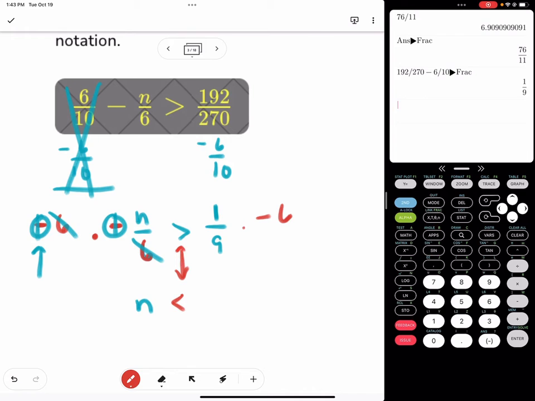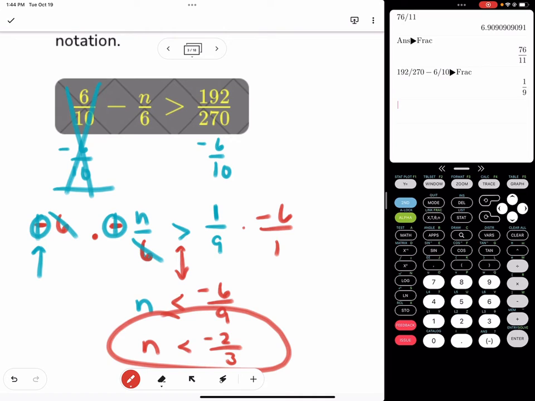When you multiply by a negative or divide by a negative, flip it. And over here, 1/9 times negative 6, think of that being over 1, so it's negative 6, 1 times negative 6, and 9 times 1, or n is less than, divide by 3. Looks like n is less than 2/3.